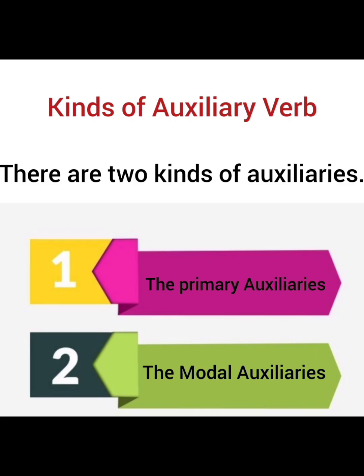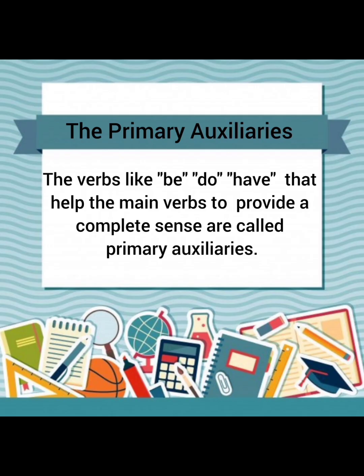Now, there are different kinds of auxiliary verbs, and basically, there are two kinds of auxiliaries: the primary auxiliaries and the modal auxiliaries. The primary auxiliaries, the verbs like be, do, have, that help the main verbs to provide a complete sense are called primary auxiliaries.